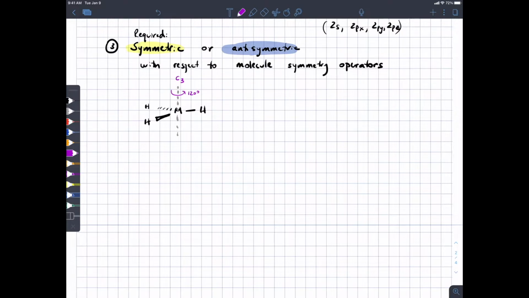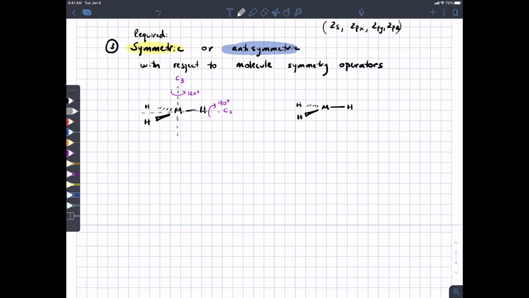This molecule also has a C2 axis. If you imagine rotating this molecule by 180 degrees, you exchange the positions of these two hydrogens and you get the same thing. So those are two different symmetry operators. Another symmetry operator is a mirror plane. So this molecule also has a lot of these. I'll just draw one of them, but you can find a lot more.